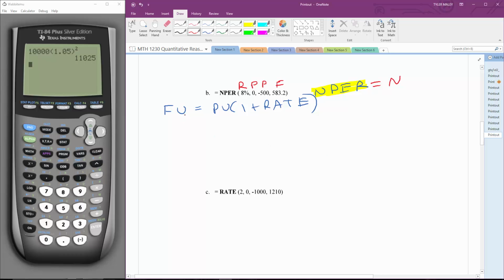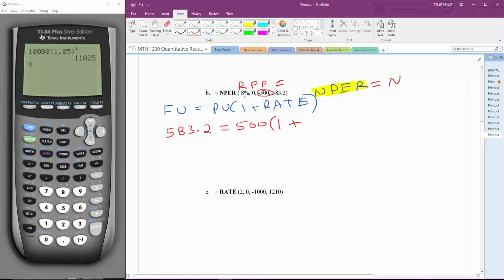All right, so let's plug in what we know. The future value is 583.2. My present value is 500. Note that it says negative 500, right? This tells Excel if it's money coming in or out. But when we're working with the equation, you're just going to put in the absolute value of those. So we can just use 500.